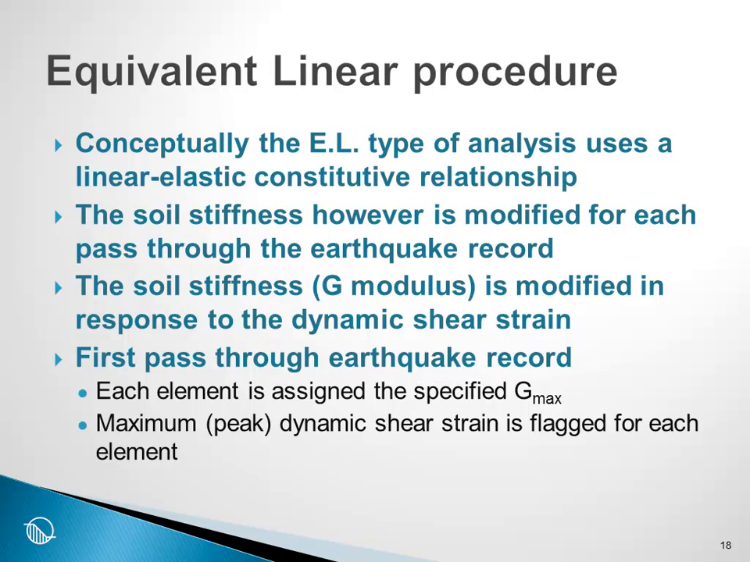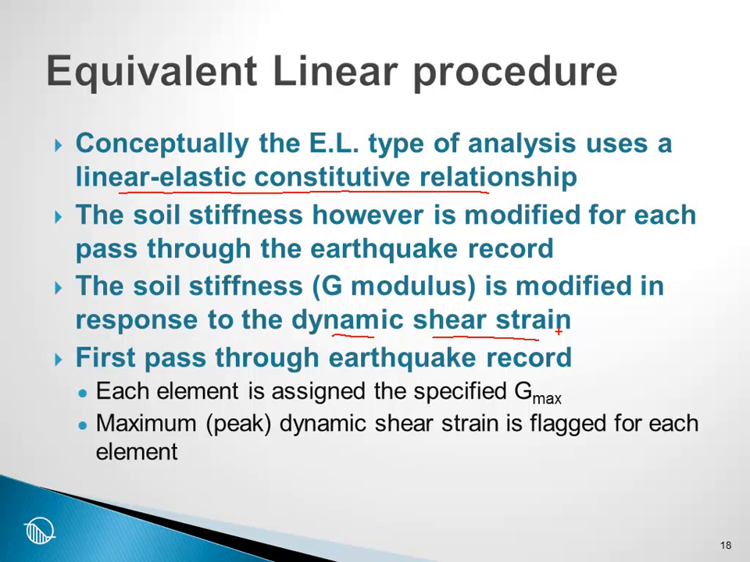Conceptually, the equivalent linear method of analysis uses a linear elastic constitutive relationship. That is to say that the stiffness of the material is held constant as we move through the earthquake record. However, the soil stiffness is modified for each pass through the earthquake record. The soil stiffness, the G modulus, is modified in response to the dynamic shear strain.